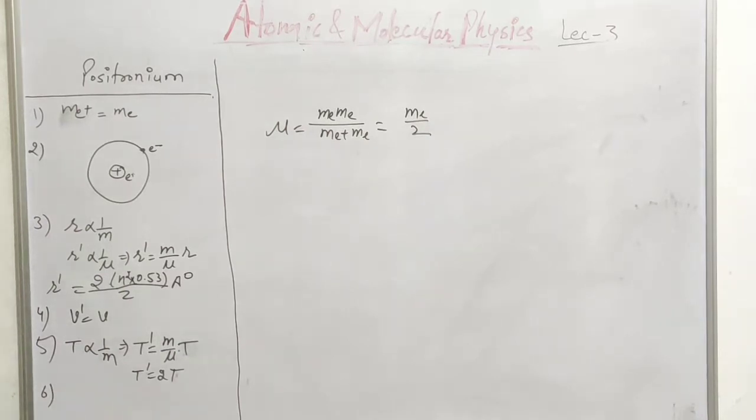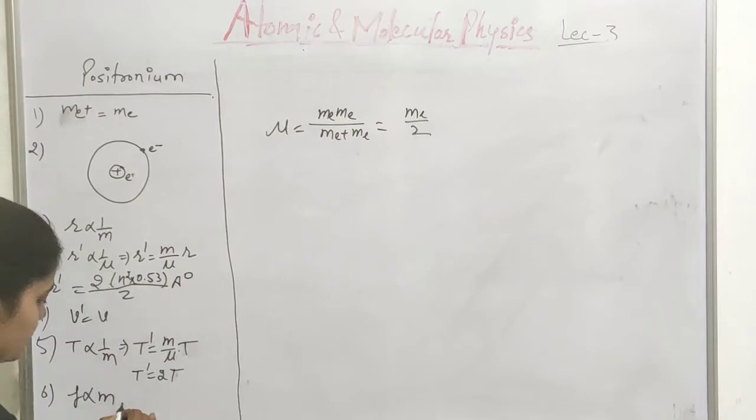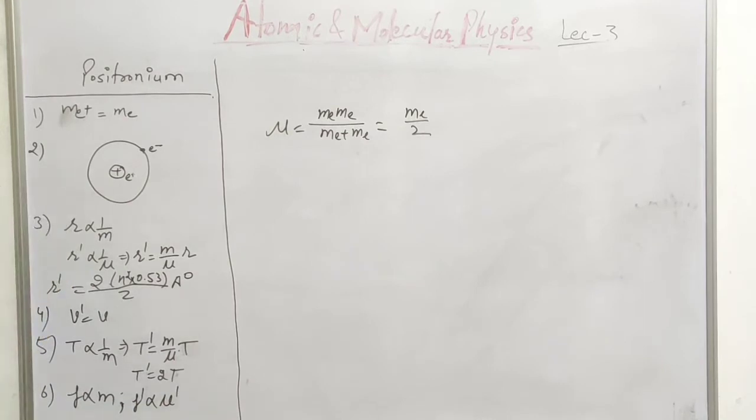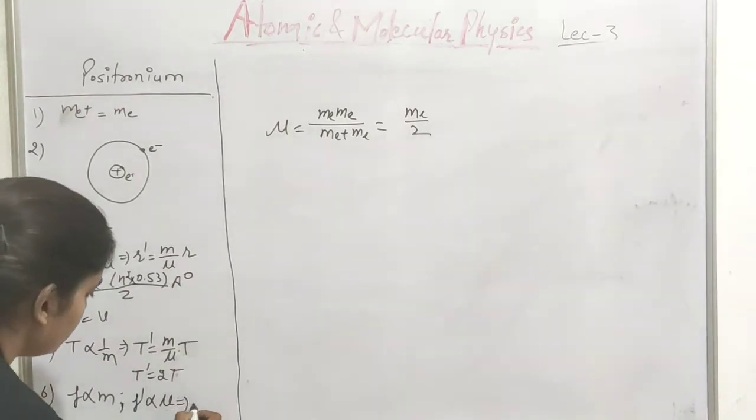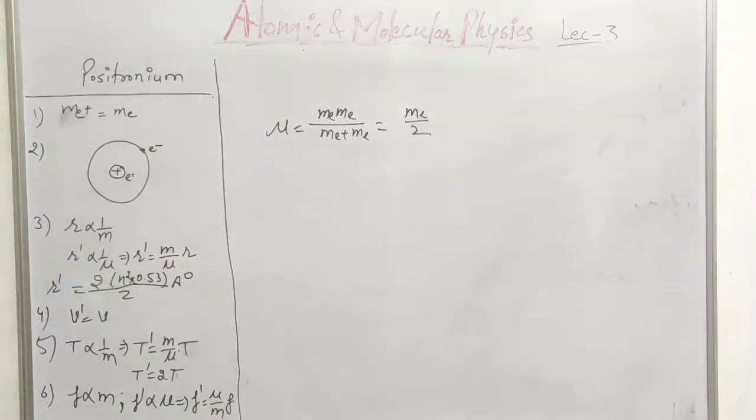Next we will find the frequency. So frequency is directly related with the mass. So the new frequency will also be directly related with the reduced mass. So now we can relate this equation. The value of f dash will be mu over m into the original f. So by putting the value of mu, we can easily find the value of frequency.